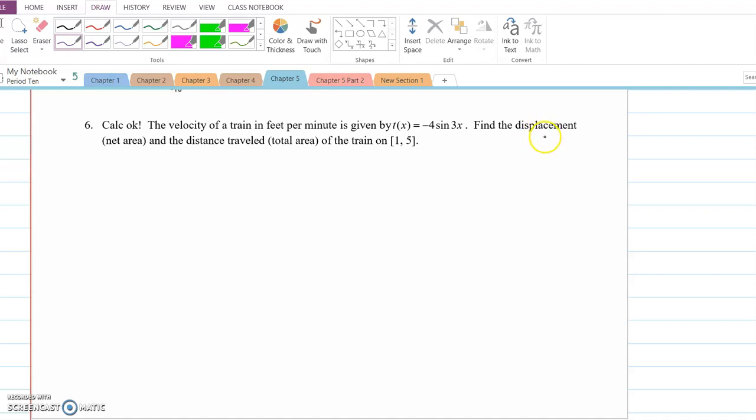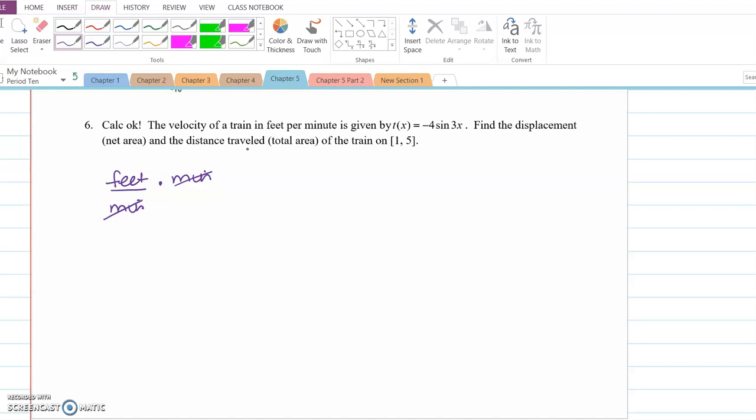So displacement is considering both positive and negative velocities, and that's why this is a net area, because when you multiply feet per minute by minutes, you end up getting a unit of feet. So if you have positive feet and negative feet, that is your net, versus your distance traveled, its unit is also feet, but you don't worry about velocity, you worry about its speed, which doesn't take into any account the direction, so no positives, no negatives. It's just that you've actually moved, and if you keep moving, they just keep adding those distances up.